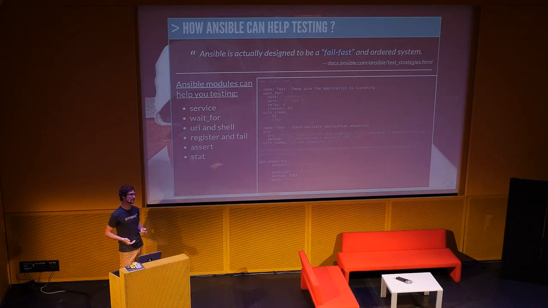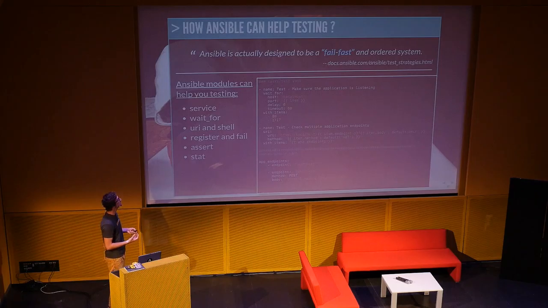Let's now talk about testing and the way Ansible can help us with testing. By design, Ansible is designed to fail fast, meaning that if something is wrong in your configuration or in your playbook, and the playbook fails, the playbook is just going to exit. So you will just break your workflow and exit before the AMI creation process. That's exactly what we want. We don't want to build an AMI that's not going to work.